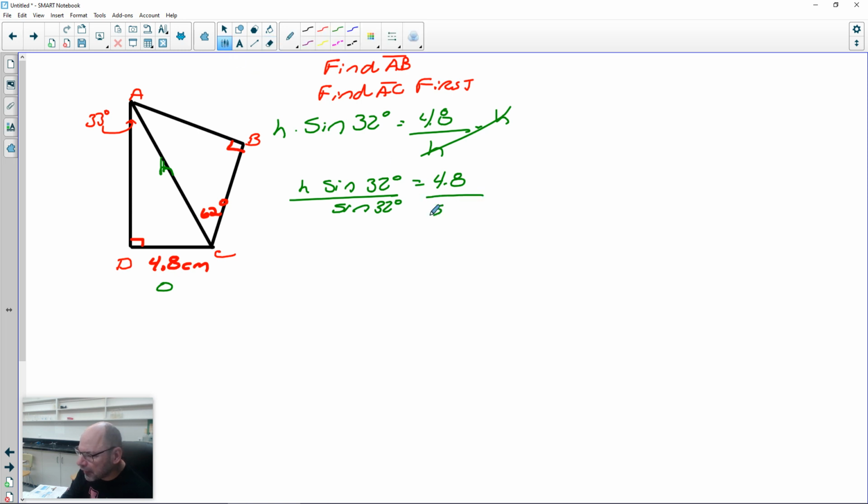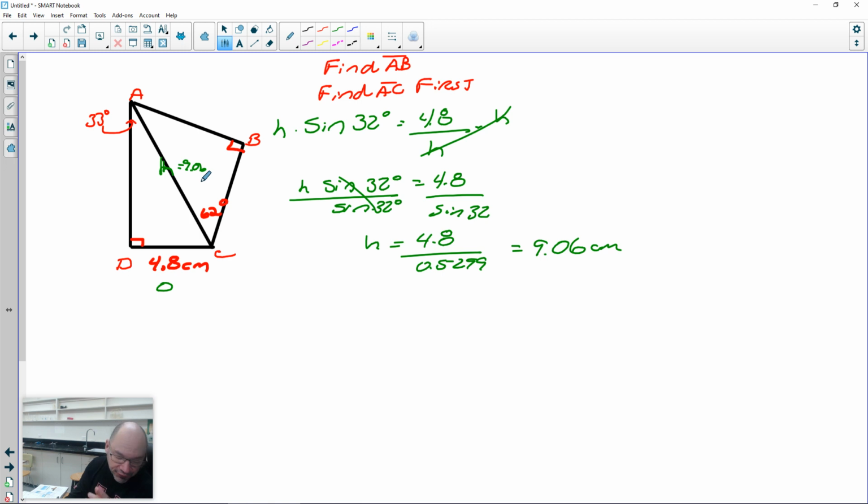Take our calculator to do that. All right, so let's go ahead. If you're doing sine 32, that's 0.5299. So I get my angle, my sides. 4.8 divided by 0.5299 gives me 9.06 centimeters. So that's going to be there.